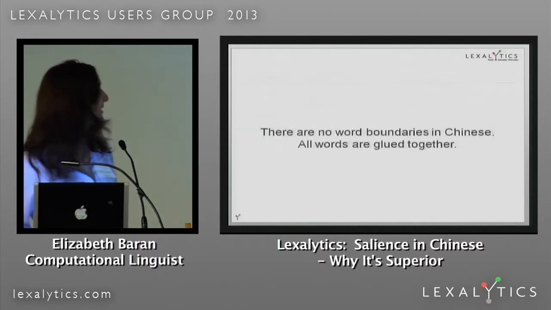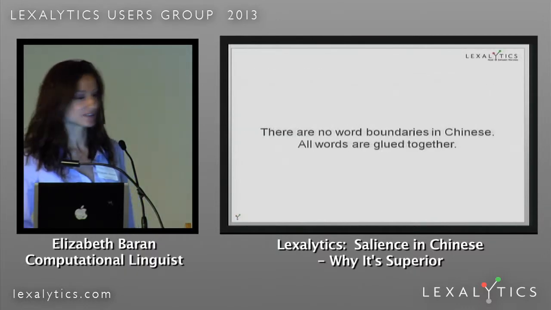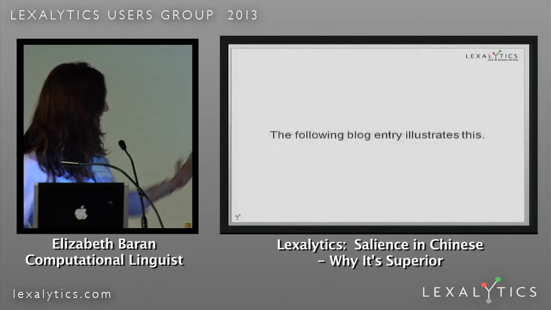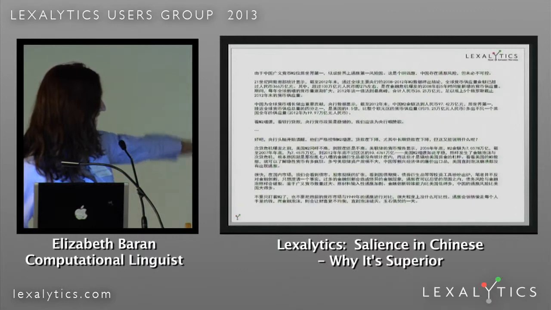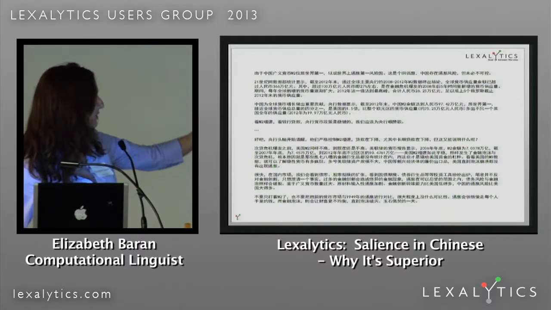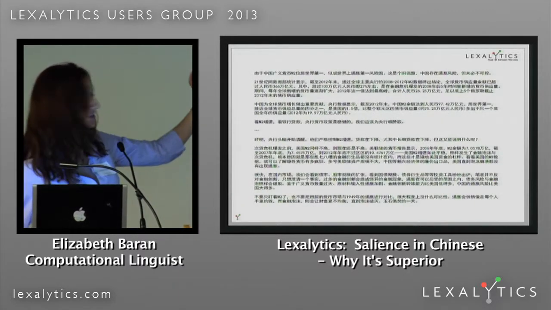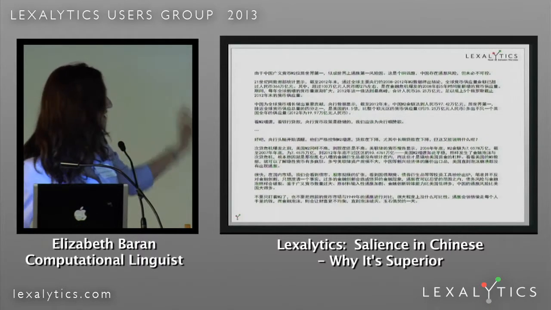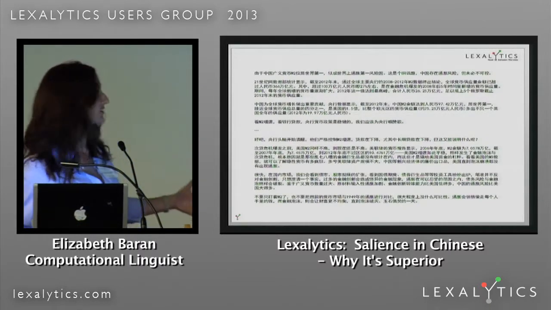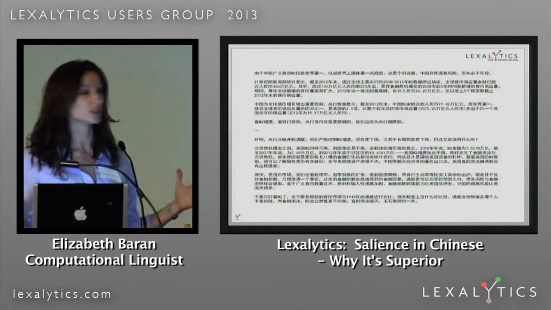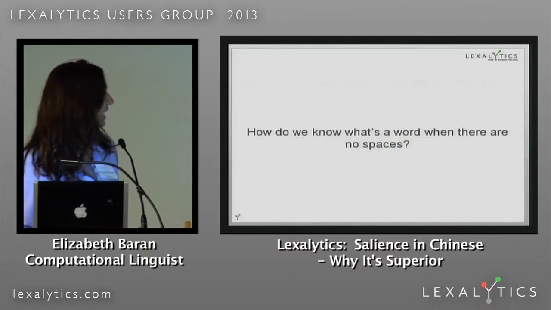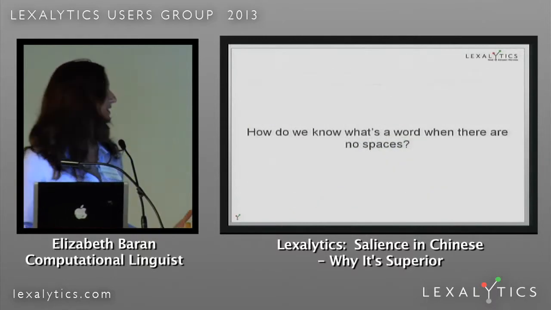Okay, so let's start. There are no word boundaries in Chinese. Everything's glued together. So we can see in this blog entry, we have sentence boundaries with these periods, but everything's glued together as what looks like one word, although it's very much not. So the first step when we process text in Chinese is to separate this into words. So how do we know what's a word when there are no spaces?